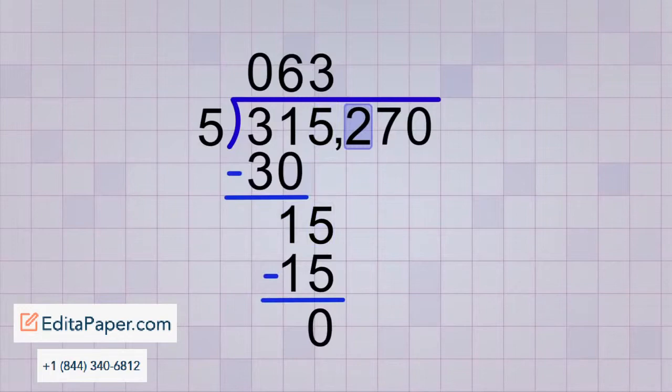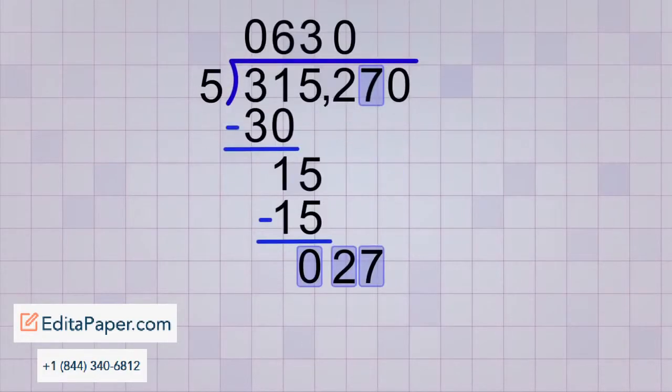Now even though our previous remainder was 0, we still bring down a copy of the next digit. Now we ask, how many times will 5 divide into 2? 0. 5's too big, so we need to move on to the next digit and bring a copy of it down also. There, that's better. Now we ask, how many times will 5 divide into 27? 5. 5 times 5 is 25. And 27 minus 25 gives us a remainder of 2.